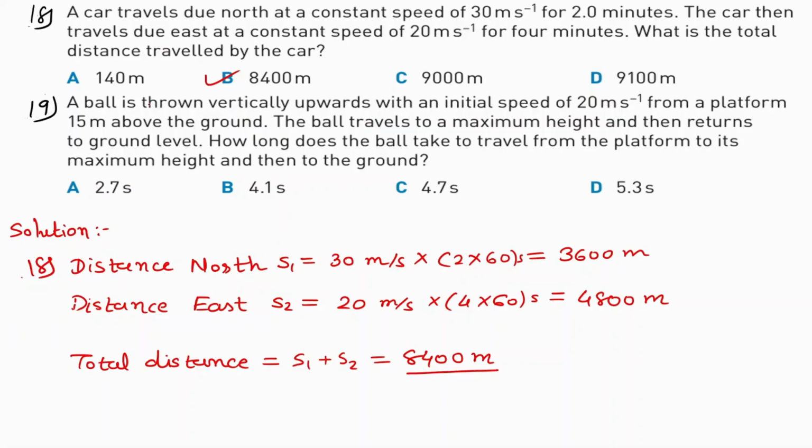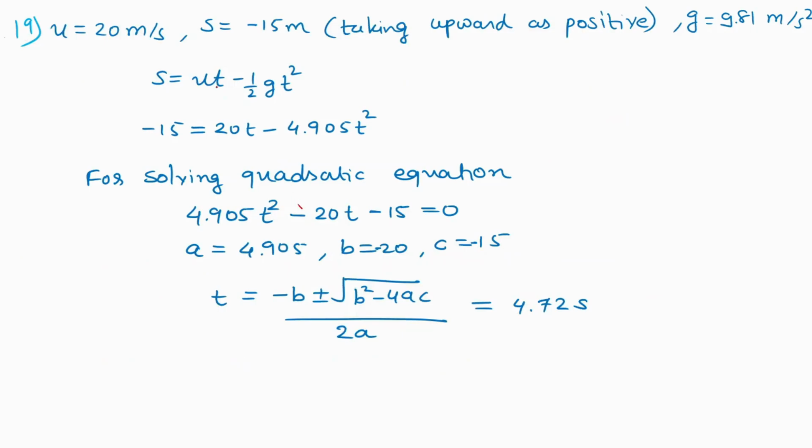Now, question number 19 says a ball is thrown vertically upward with an initial speed of 20 meters per second from a platform 50 meters above the ground. The ball travels to a maximum height and then returns to ground level. How long does the ball take to travel from the platform to its maximum height and then to the ground? This is also a simple question, I would say. U is equal to 20 meters per second. S is minus 50, because we take the upward direction as positive, and g is always there.